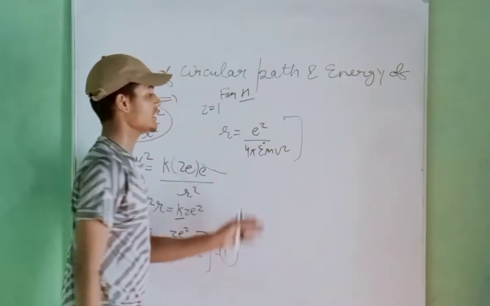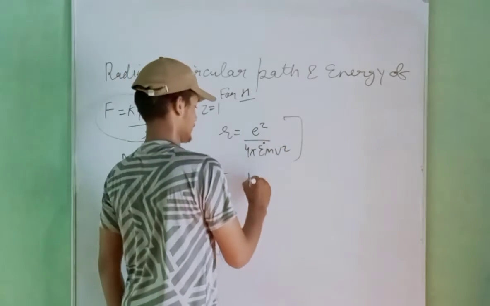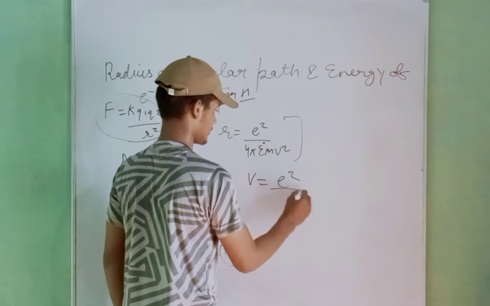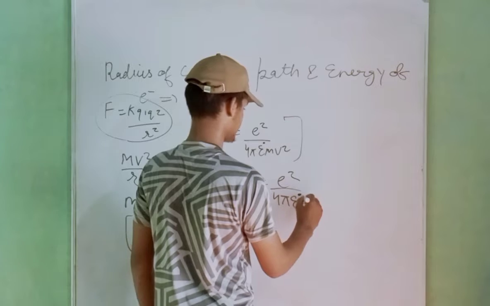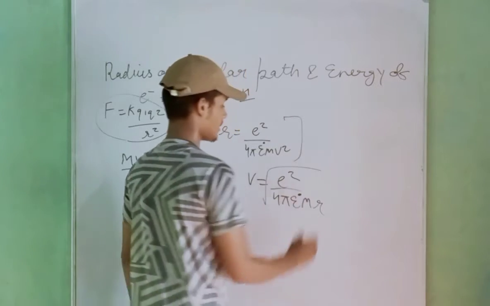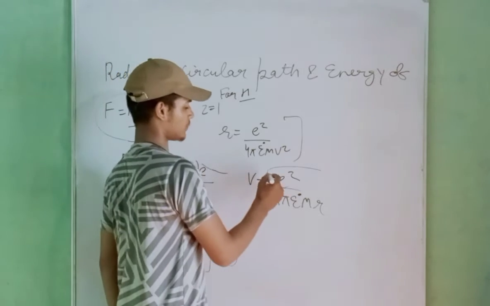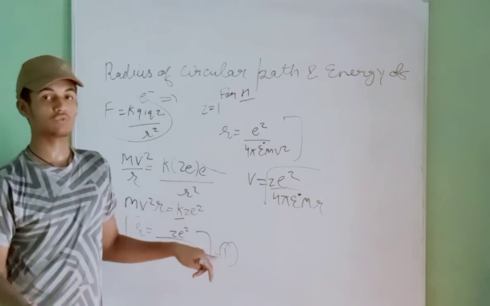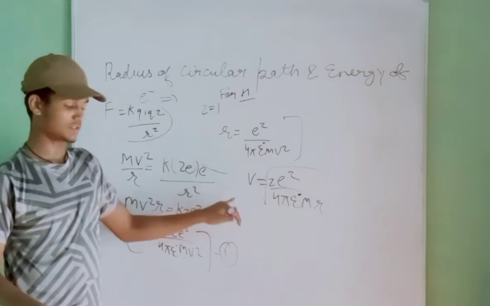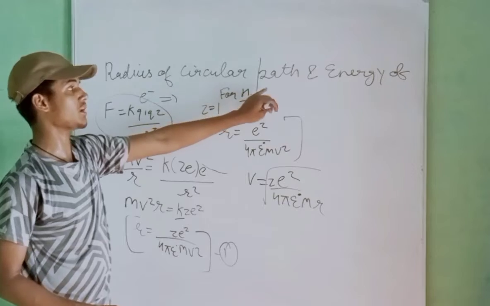We take the velocity of the electron from here. V is equal to, for hydrogen atom, for hydrogen the velocity of the electron is that; if we don't take hydrogen then we take Z here. So that is the velocity of electrons for any atom. This is equation number one. Now we will derive the formula for energy.